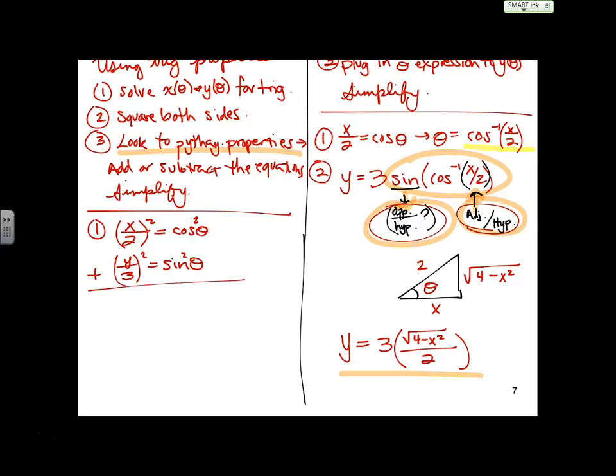On the left-hand side, add what you got. It is what it is. X over 2 quantity squared plus y over 3 quantity squared equals cosine squared theta plus sine squared theta. Okay. The point was to get rid of theta. And guys, the Pythagorean property says, what can I now do? Theta's gone. 1 remains. Cosine squared plus sine squared is 1. Over here, I can simplify. I get x squared over 4 plus y squared over 9.